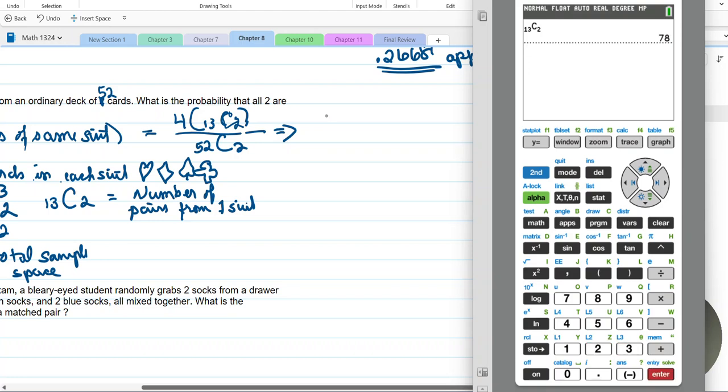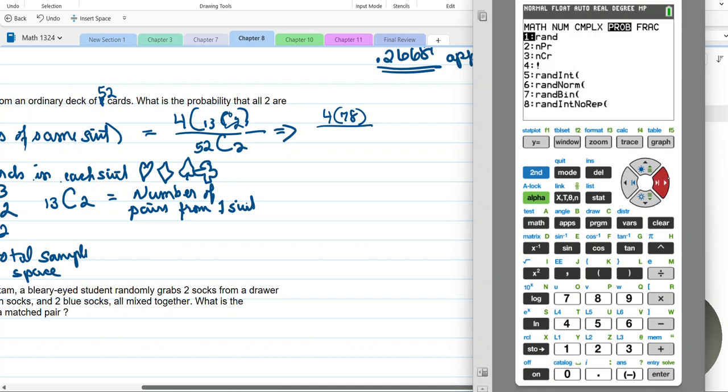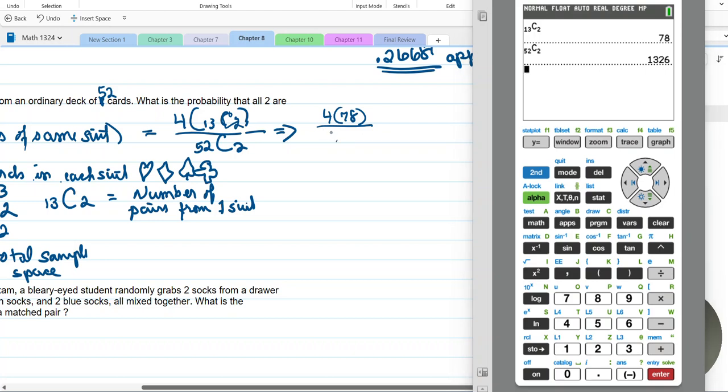So I have 4 times 78 over. Now I'm going to do the 52, math, PROB, number 3, and we're doing a pair of each. This must be huge, right? It is. 1, 3, 2, 5.